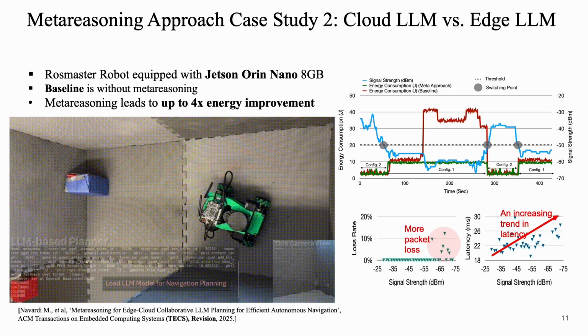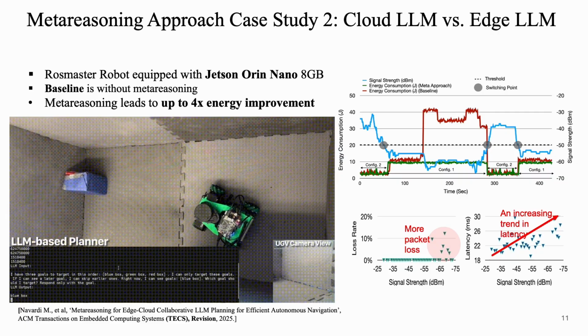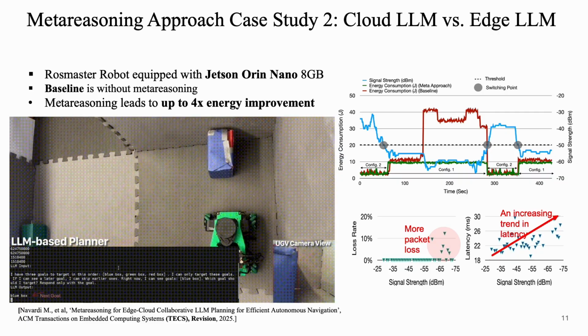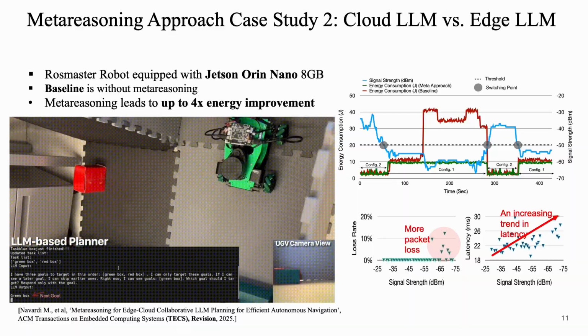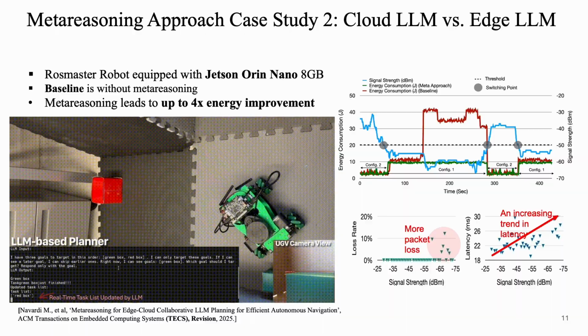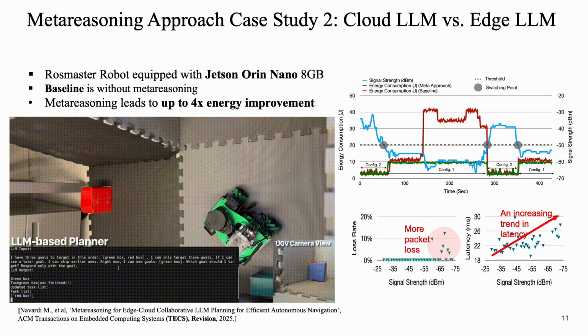I proposed a meta-reasoning framework that leverages a large language model, LLM, for dynamic planning, enabling an agent to autonomously navigate and reach goals in its environment. In practice, meta-reasoning dynamically switches between config 2, cloud, and config 1, onboard, for tasks like robot navigation.